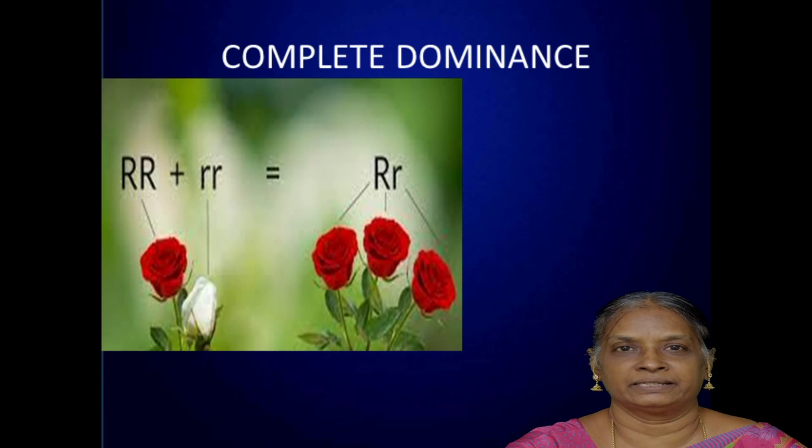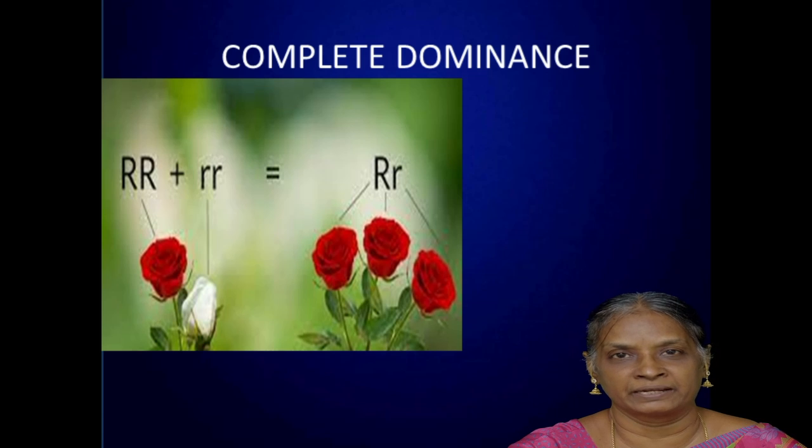This is another example of complete dominance. Here a plant with red color flowers is crossed with another plant with white flowers, and in the F1 generation we could observe all the plants possess red color flowers. So the red color of the petals is the dominant character in this study.